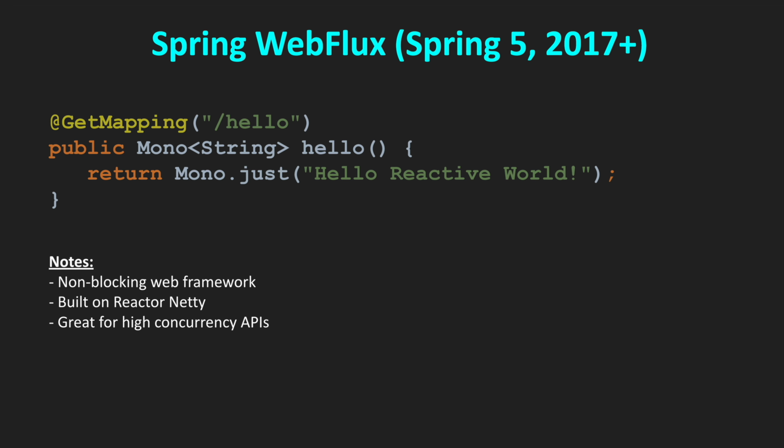Next is Spring WebFlux, which was introduced starting from Spring 5, in 2017. For example, right here we have an endpoint hello, and we are returning one event. We are using Mono. As I said, Mono means that we are emitting just one event. So here we are sending hello reactive world asynchronously. The advantages are that it's non-blocking, it's built on top of Reactor natively, and it's great for high-concurrency APIs.